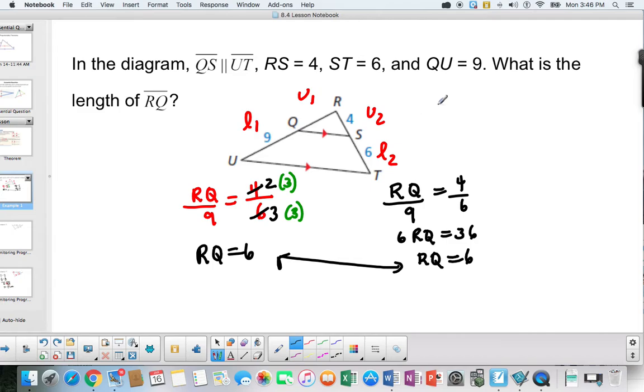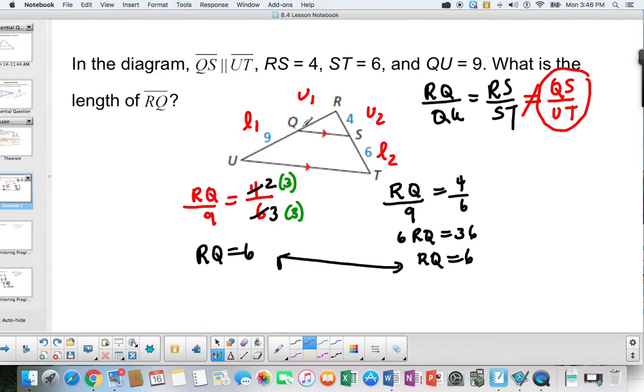Now, what I don't want you to think is this. We get RQ, which is the upper, over QU, which is a lower. Upper is RS over the lower, which is ST. And this is absolutely not equal to QS over UT. I want you to notice that this is not part of the division that's being made by the lines. In fact, QS is the side of the smaller, and this is the side of the larger triangle. So this has nothing to do with how these got cut. This is a big mistake students make, and I want to help you avoid that.